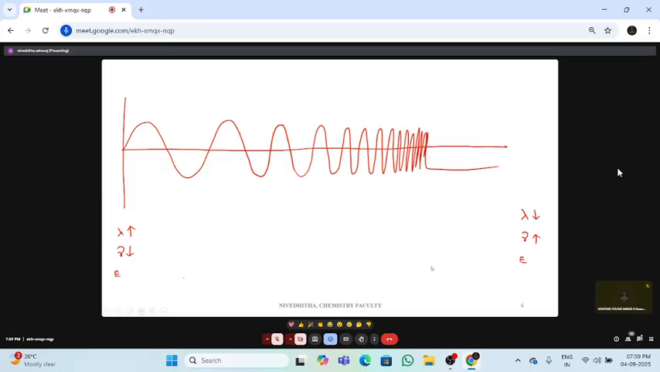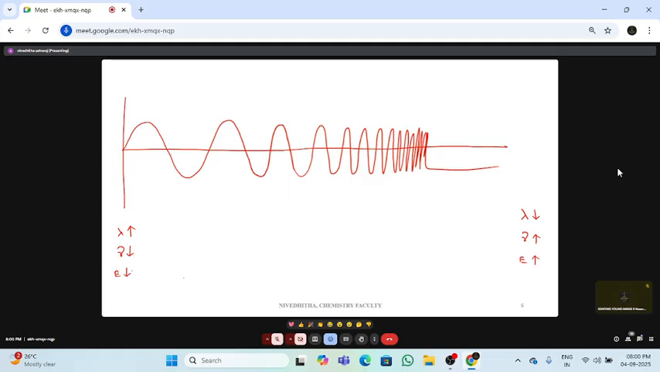Where is energy minimum, and where is energy maximum? See, on the right side energy is increasing. Very good, Kana. We know that frequency and energy are directly proportional. Since frequency is lowest at the leftmost corner, energy will also be minimum. Here, energy will be maximum.